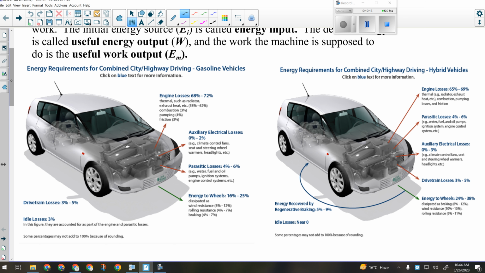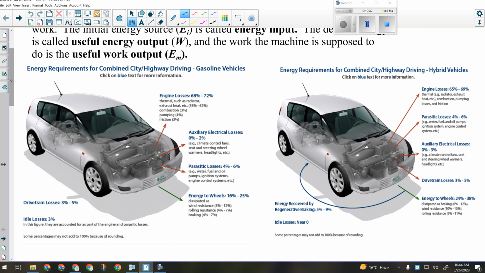Okay, so if we're looking at a comparison here, engine losses, it's about the same. It's still a gas engine. When it's running, it's a gas engine. It does what that gas engine does. Okay, so there's going to be radiator, exhaust, heat, combustion pumping, all that stuff. 65 to 69%. Again, it doesn't have to work quite as hard, so it's a little bit better.